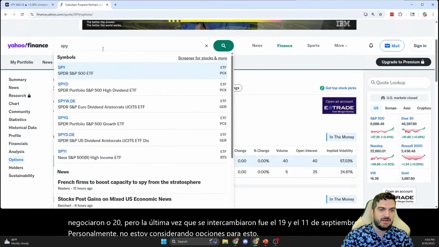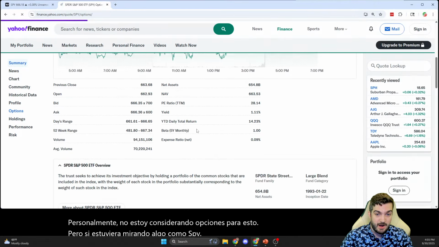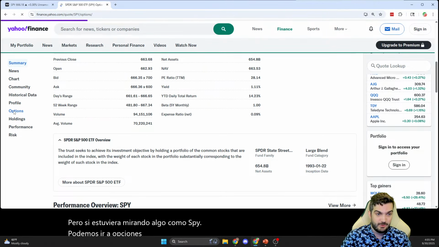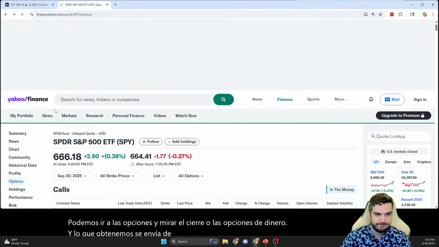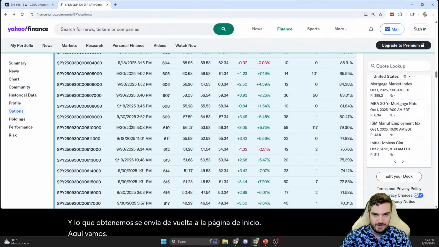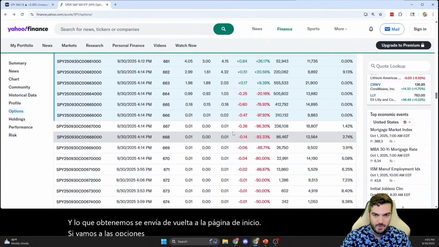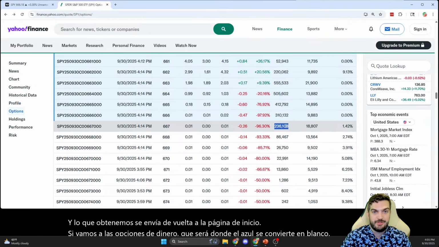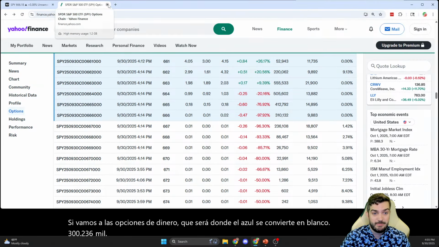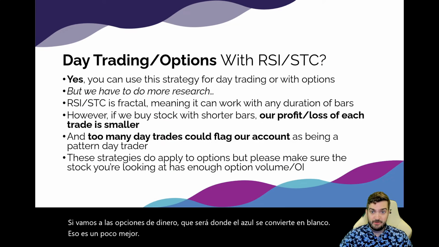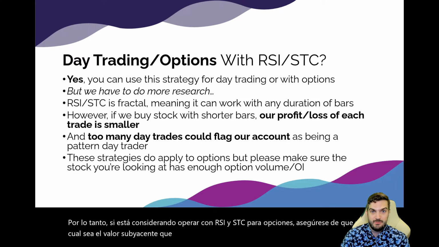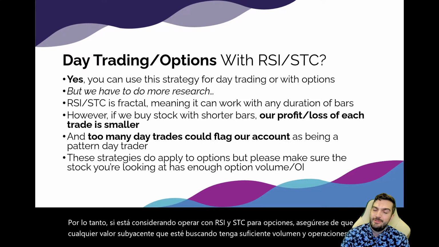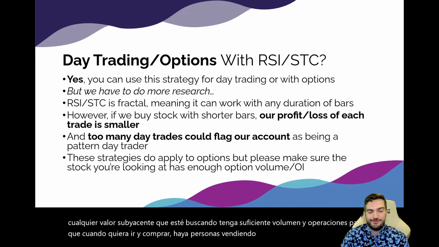But if I was looking at something like SPY, we can go to options and look at close or at the money options. And what we get is sent back to the home page. There we go. If we go to at the money options, which will be where the blue turns to white, 300,000, 236,000. That's a little bit better. So if you are considering trading with RSI and STC for options, please make sure whatever underlying security you're looking at has enough volume and trades so that when you want to go and buy, there are people selling, and when you go and want to sell, there's people buying.